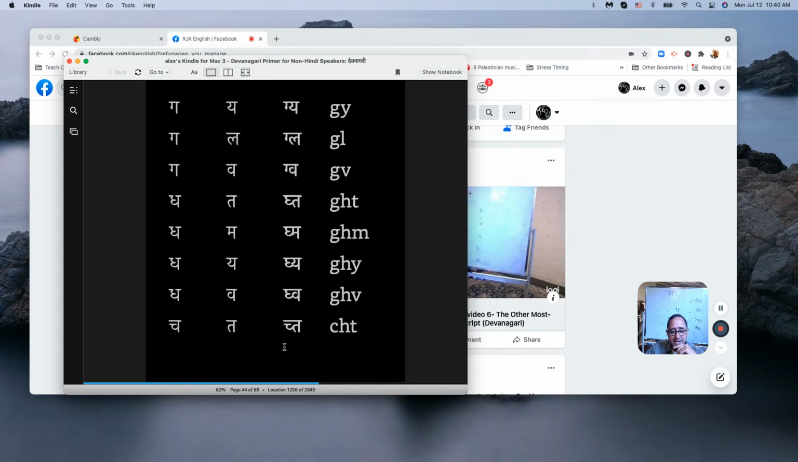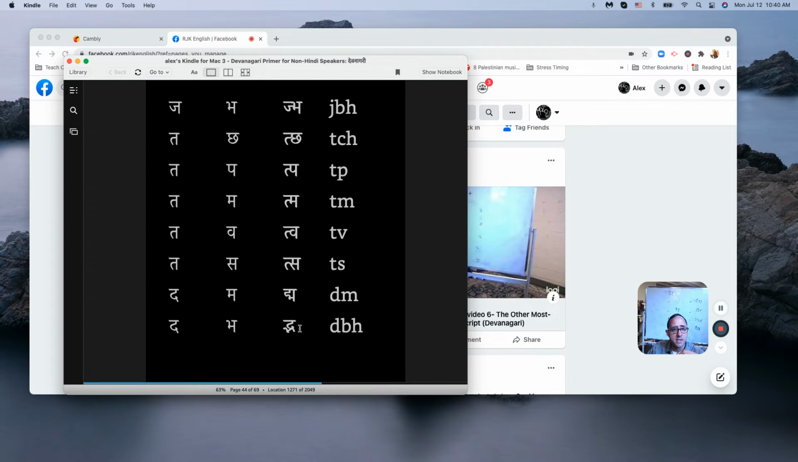How does it connect? You use the first part of the ch and add it to the t. Ch-ta. J, connecting with bha. How does it connect? Use the first part of the j and then create the bha, and that becomes jbha.